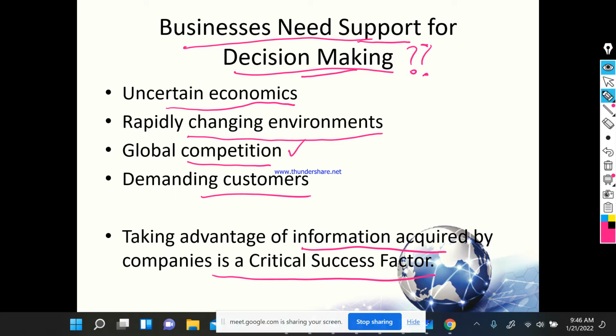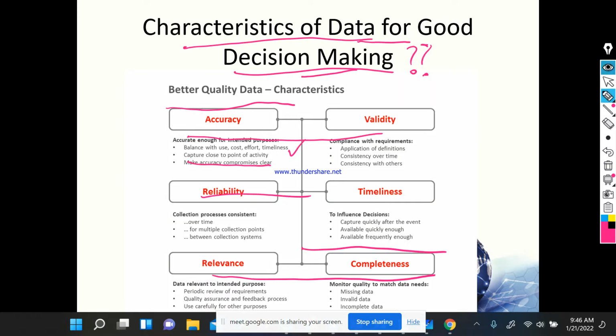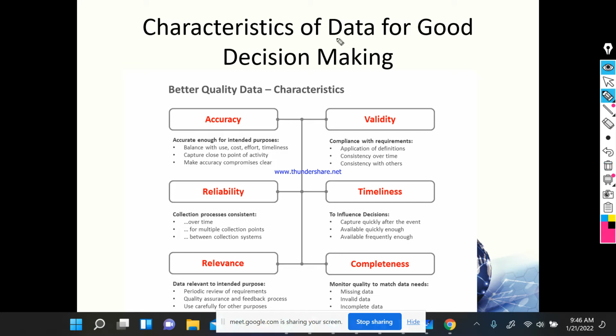And if we proceed further from here, we see the characteristics, as I was telling you, the characteristics of the data for good decision making. Look at this, very important.